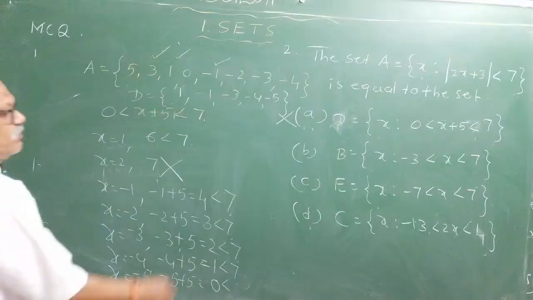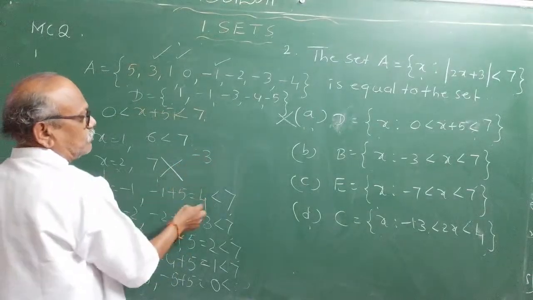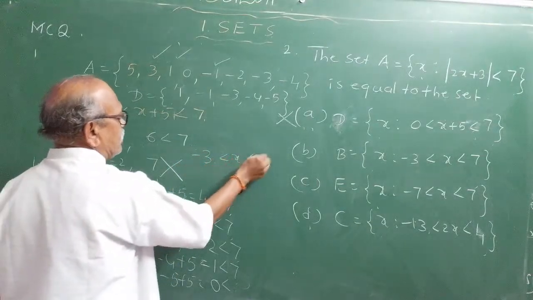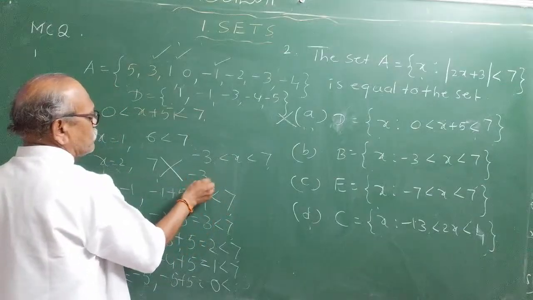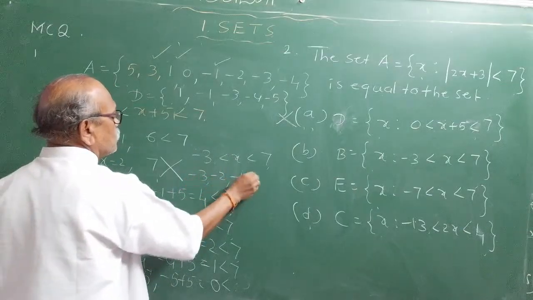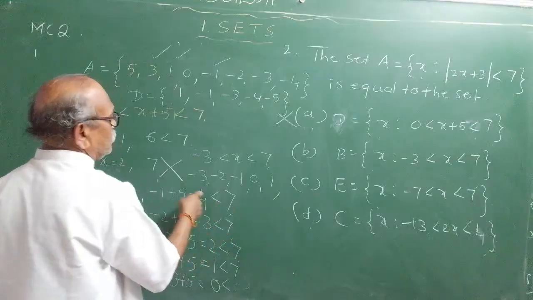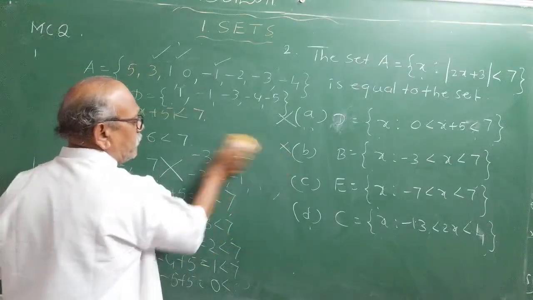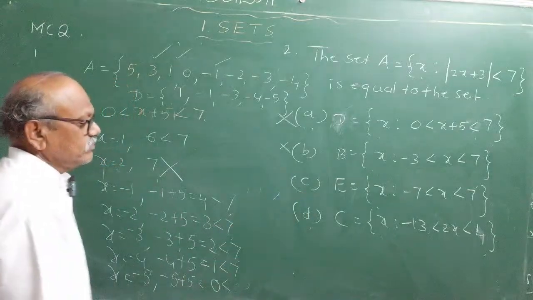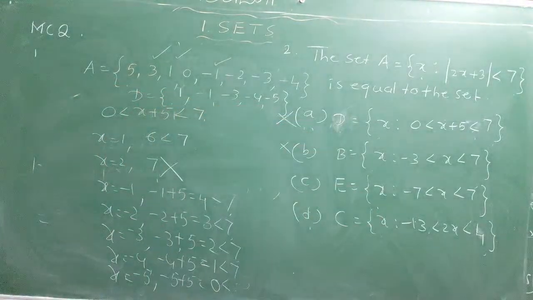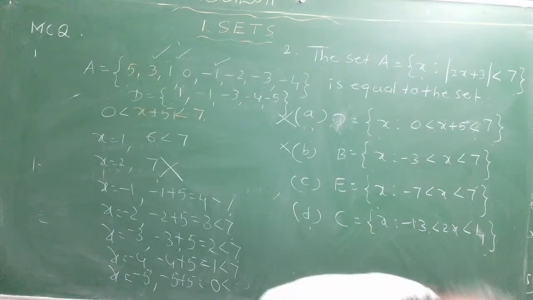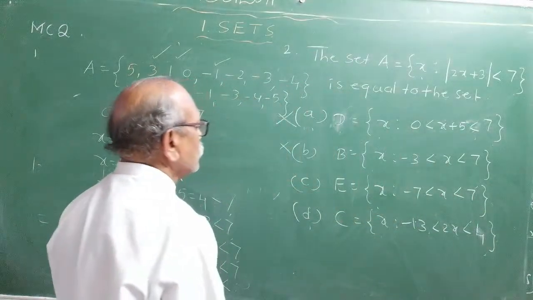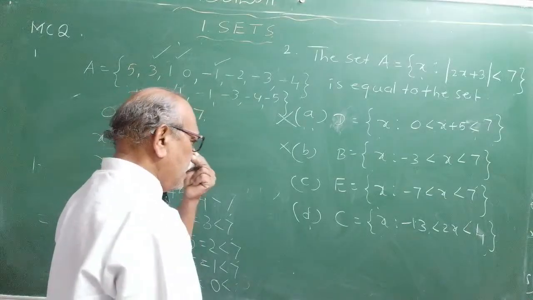Now, if you take the numbers from minus 3 less than x, x less than 7, you will get minus 3, minus 2, minus 1, 0, 1. Check all of them are there. No, this is also not possible. Minus 7 to plus 7. Try. Which is the correct answer? Check which is the correct answer.